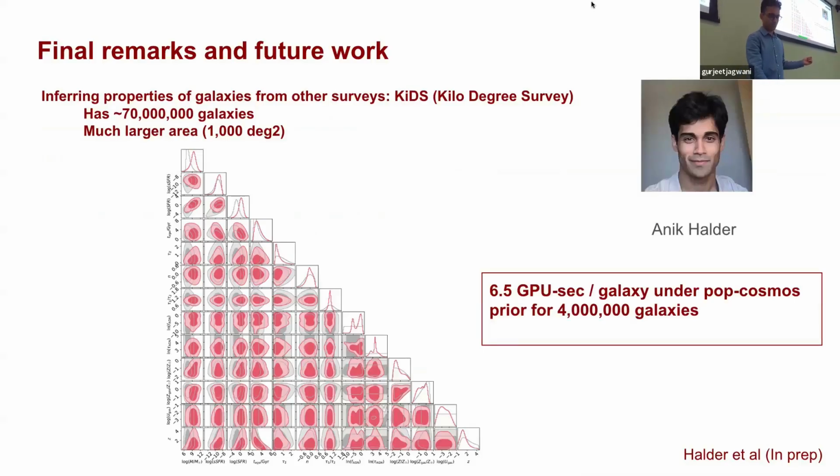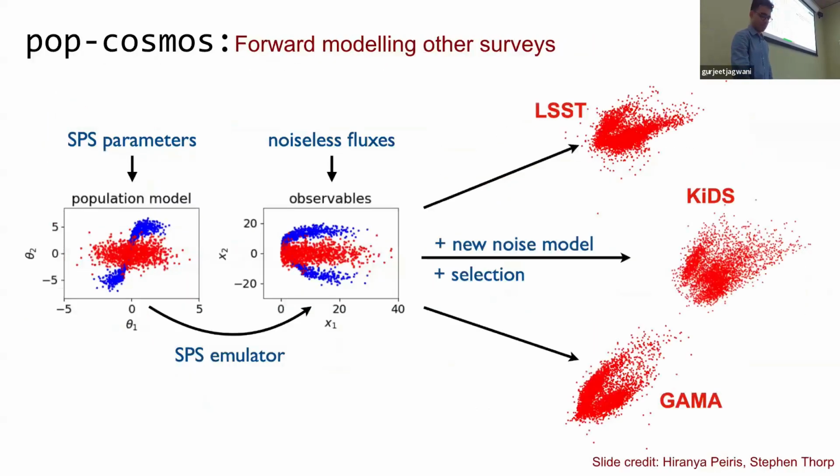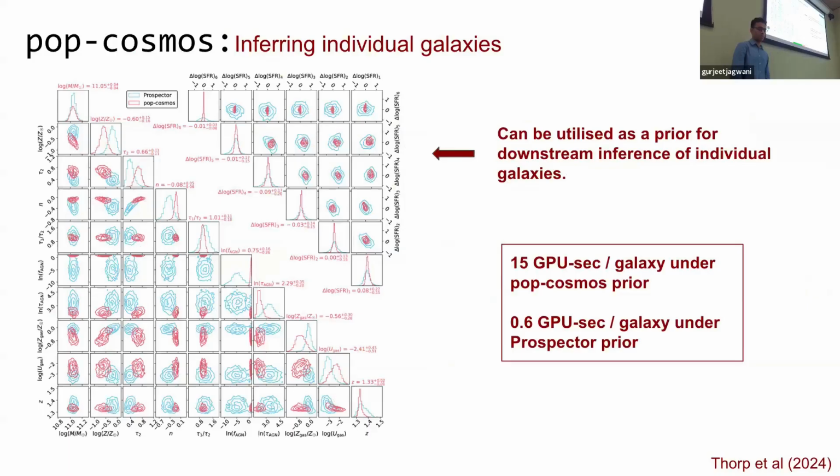Final remarks and some future work that we're doing now is we are trying to infer other surveys. So the Kilo-Degree Survey, which is around 70 million galaxies, what we want to find out is what are the SPS parameters for a given galaxy in all of these different surveys. And we have already processed 4 million galaxies, and we get around 6.5 GPU seconds, which is almost half of what we had before, doing the Bayesian inference on these galaxies.